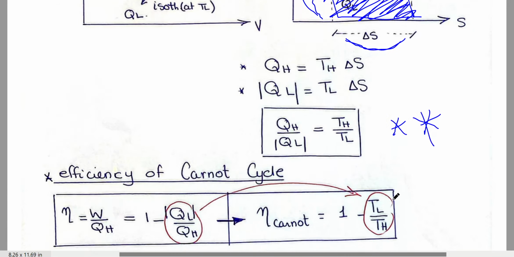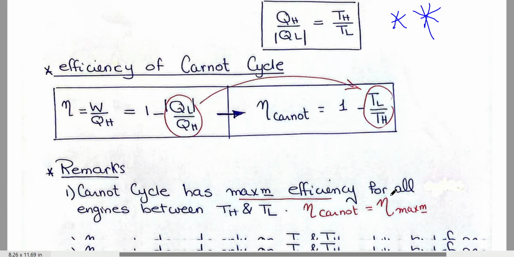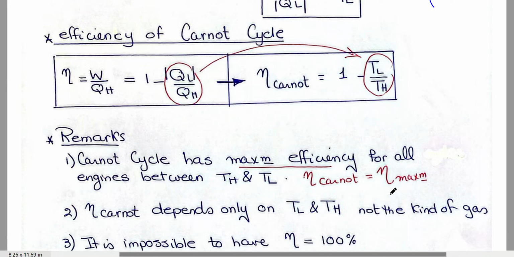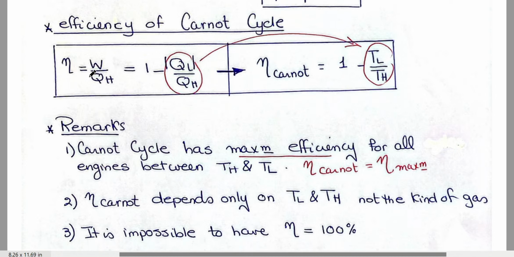Now, when calculating the efficiency of the Carnot cycle, I will calculate it as for any engine. So the efficiency of any engine will be work divided by QH, which is 1 minus QL over QH. But for Carnot, QL over QH could be substituted with TL over TH. So for Carnot, I can use the temperatures instead of the heat energy.